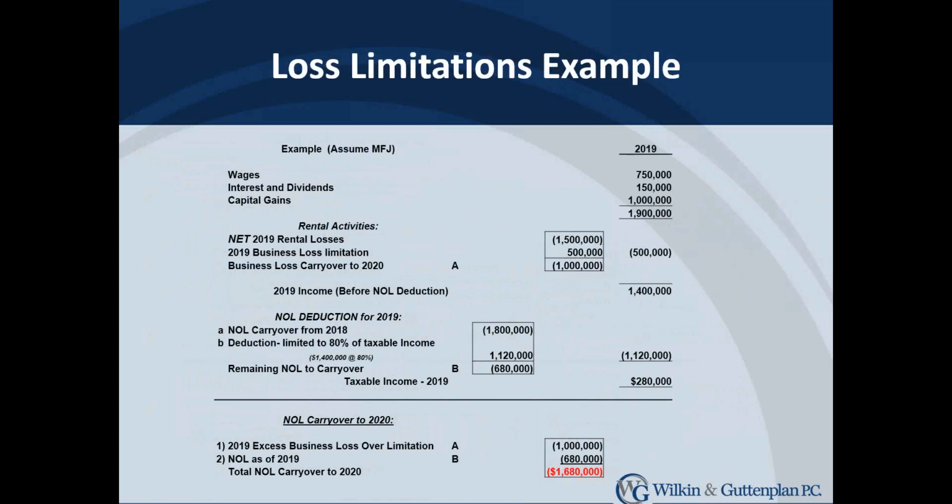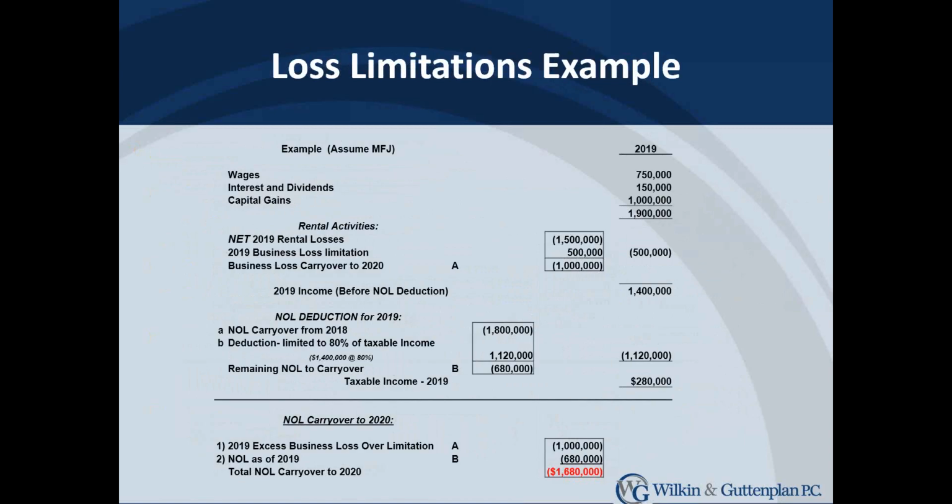And now in 2019, they have a slight change of income categories. They now have wages of $750,000, interest and dividends of $150,000, and significant capital gains of about $1.9 million. Again, the net rental activity, their business losses were $1.5 million, and they can only apply $500,000 in the current year. So prior to any net operating loss deductions from prior years, we're at $1.4 million.